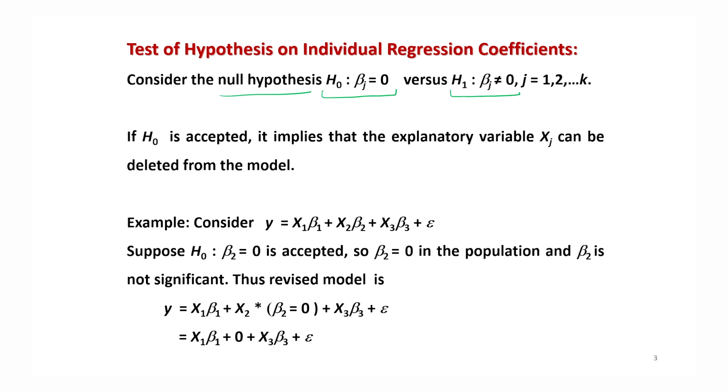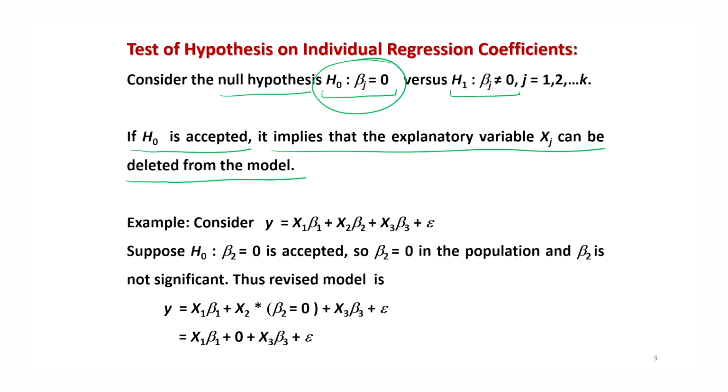The rule is like this: if H naught is accepted, and my H naught here is beta j is equal to 0, it implies that the explanatory variable xj can be ignored, can be deleted from the model, and it is not contributing significantly in explaining the variation in the values of y in the model.